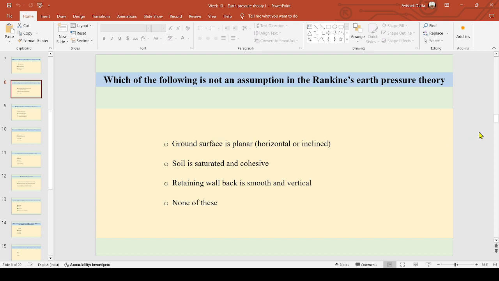So the second option is the soil is saturated and cohesive. The third option is the back of the retaining wall is smooth and vertical. And the fourth option is none of these. It means all three assumptions are correct. Here I am asking about the incorrect assumption, the one that is not an assumption.